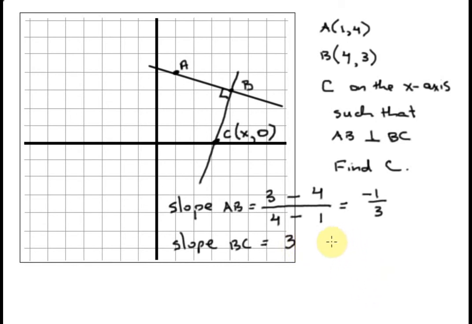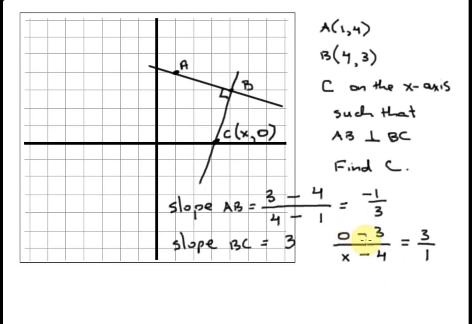So let's take the coordinates of C, which is x and 0. Okay, so that's going to be 0 over x, minus. Then I'm going to get the coordinates of B, which is 4, 3. So I'm going to put 3 over 4. That has to equal the slope 3. So all I got to do now is do a little bit of cross multiply so I can get rid of all these fractions and then solve my equation.